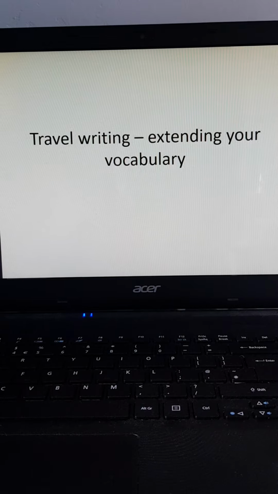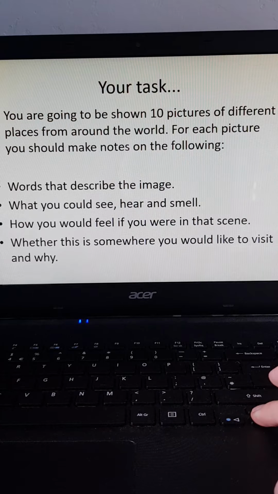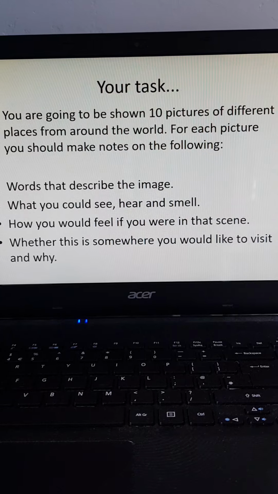So year 9, we're going to be carrying on with the travel writing, and we're looking today at how you can extend your vocabulary and use a wider range of words. So the way that we're going to do this, you're going to be shown 10 different pictures from places around the world, and for each picture you need to make notes on the following.